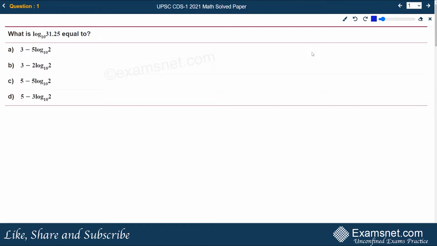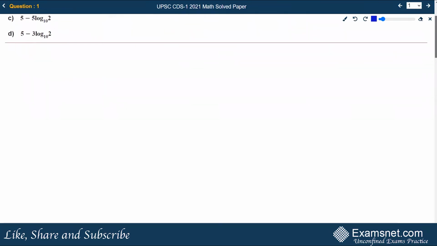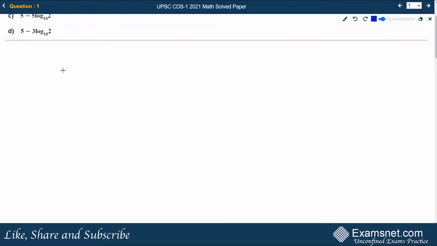To solve this question, first I want you to remember one logarithm formula, that is log A by B equals log A minus log B. This will be used.